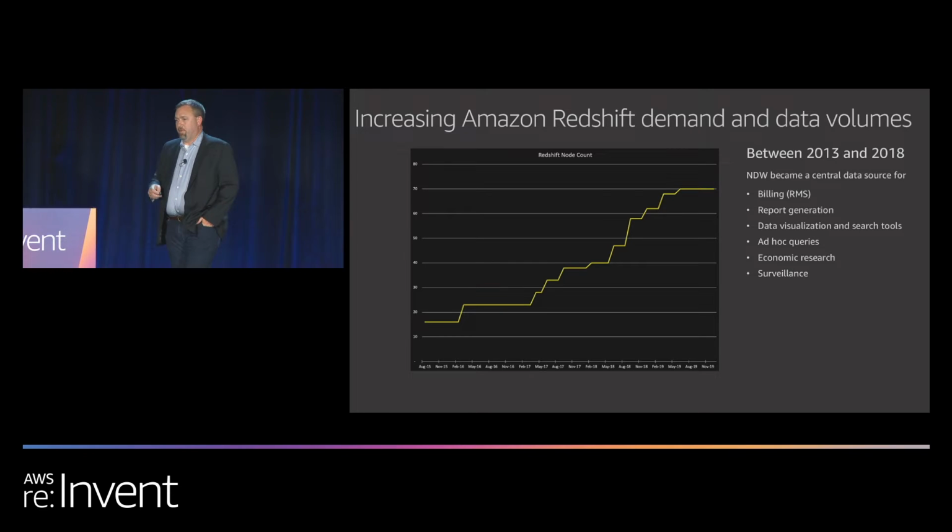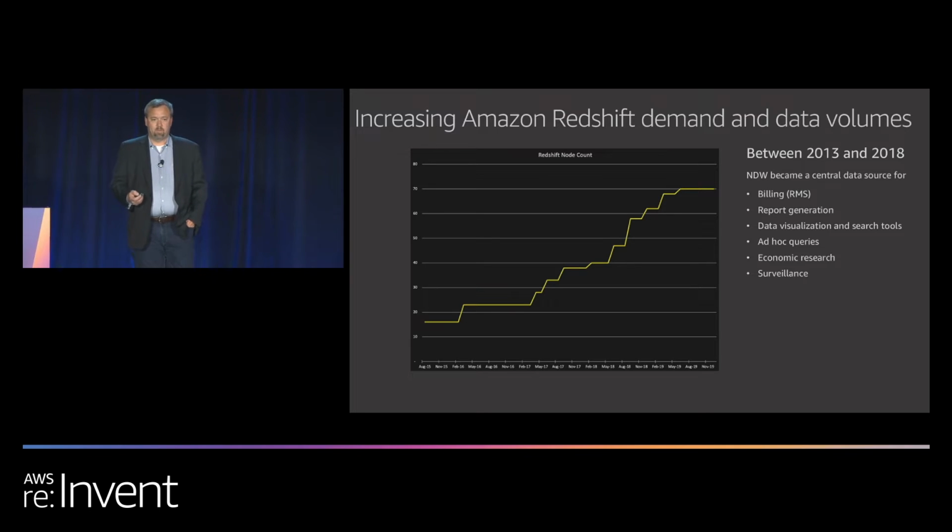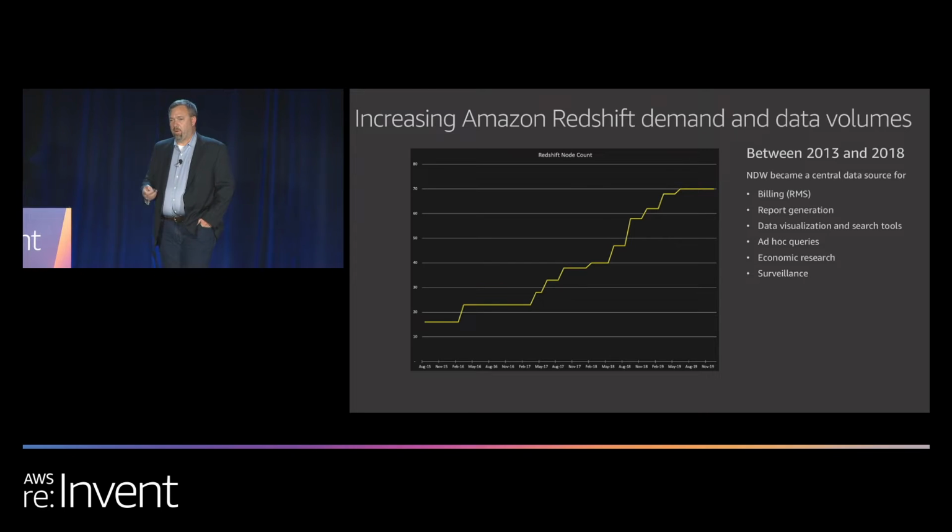During that time frame, there's a few important things to understand. First thing is that our data warehouse had become the central source of truth for data within Nasdaq. And so not only did we have our billing and reporting processes querying that data overnight, but we also saw an increased workload against this data warehouse from a variety of other use cases, such as data visualization tools, economic research, surveillance systems. So over this time, the workload against our data warehouse was continually increasing.